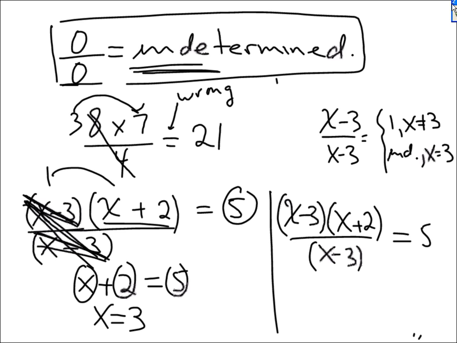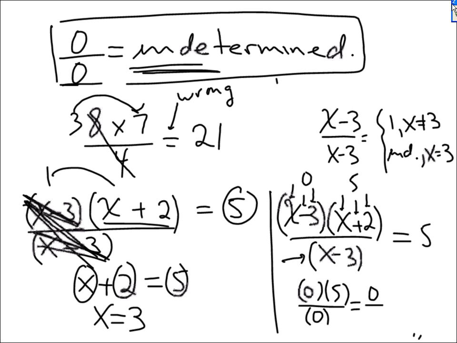And x is 3. If x is 3, 3 minus 3 is 0. And if x is 3, 3 plus 2 is 5. So the top is 0 times 5, and the bottom is 3 minus 3, which is 0. That's the left side. 0 times 5 is 0, divided by 0. It does not equal 5. X equals 3, we have to reject. It wasn't correct. Why? Because we made a mistake.